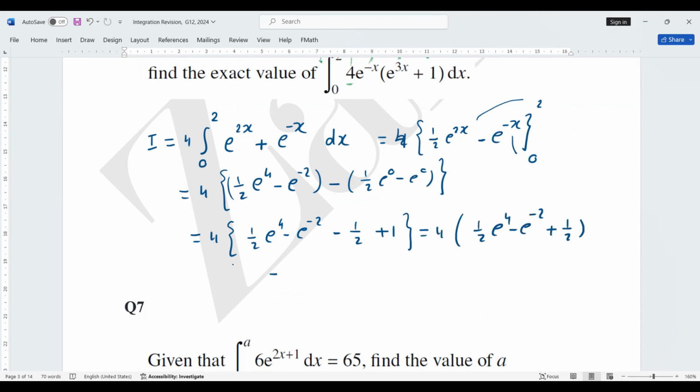Distribute 4 over the bracket. 4 times half, it's 2. E power 4 minus 4 e power negative 2 plus 2. Okay.